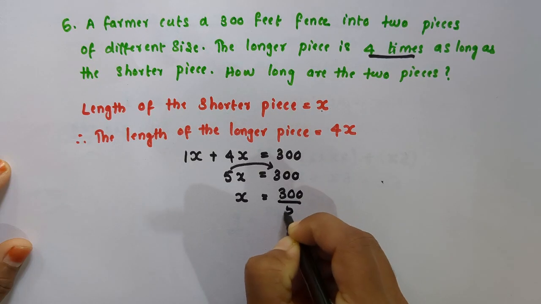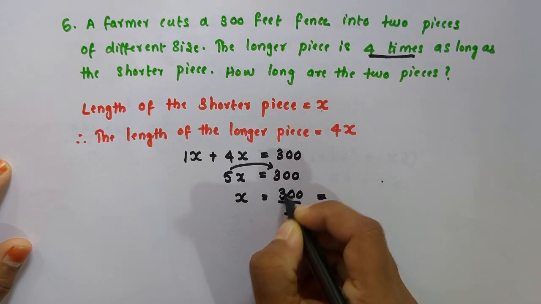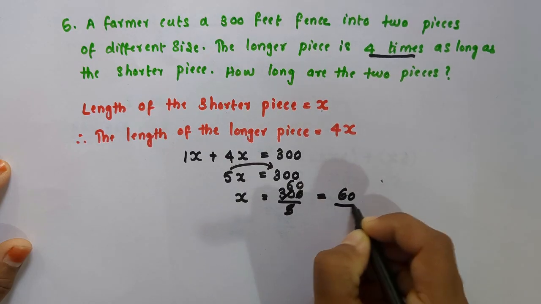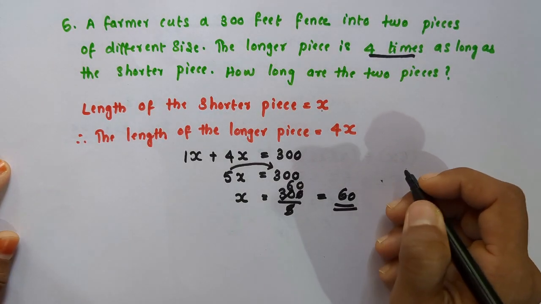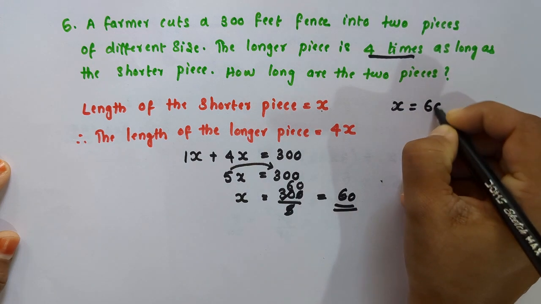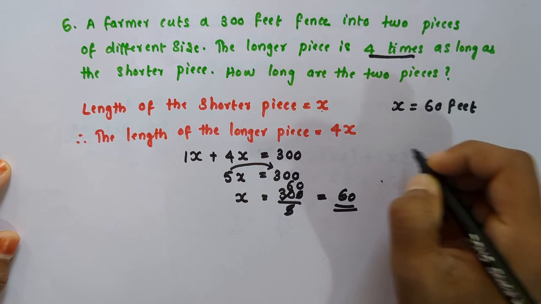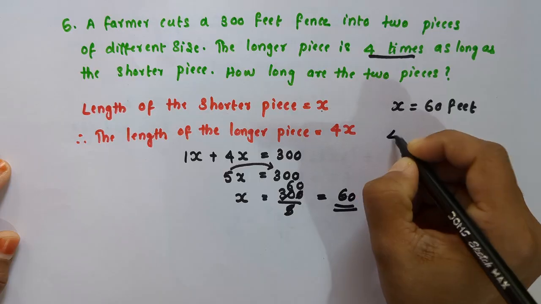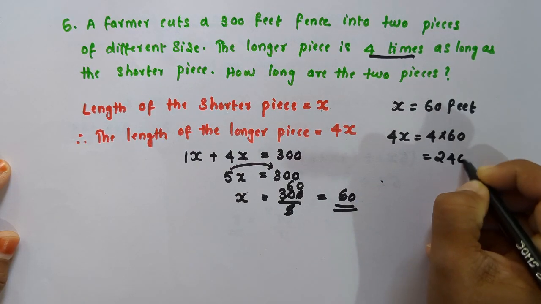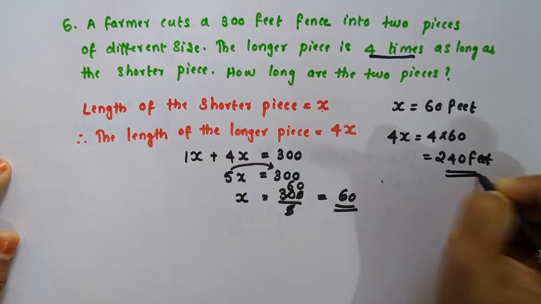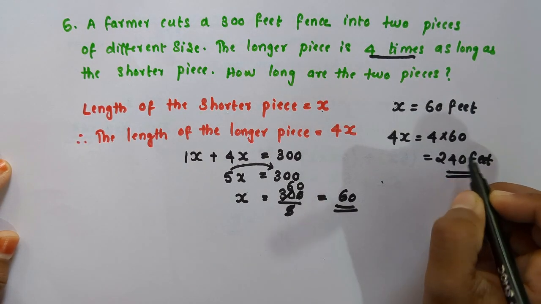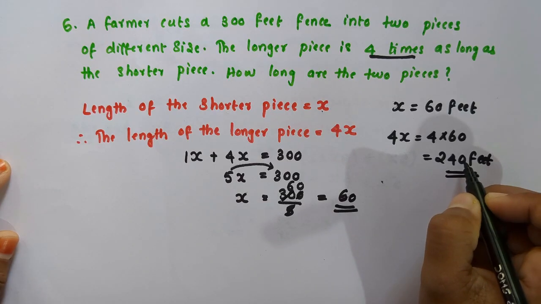So 300 by 5. 6 5s are 30, so 60 into 5 is 300. So we will get x as 60. So the length of the shorter piece is x, which is equal to 60 feet. And the length of the longer piece is 4x. 4x means 4 into 60, which is 240 feet. Thus the length of the shorter piece is 60 feet and the length of the longer piece is 240 feet.